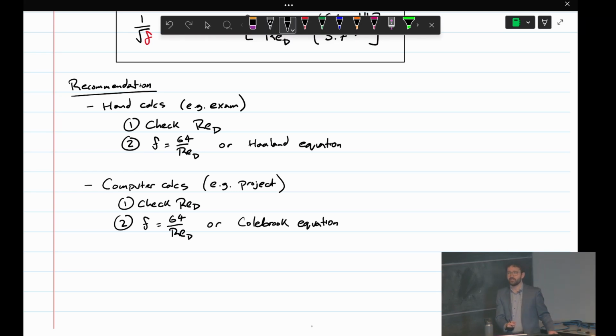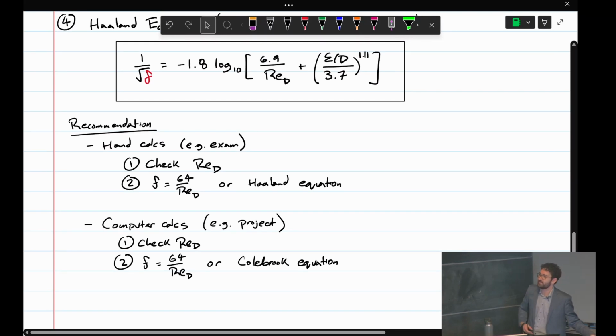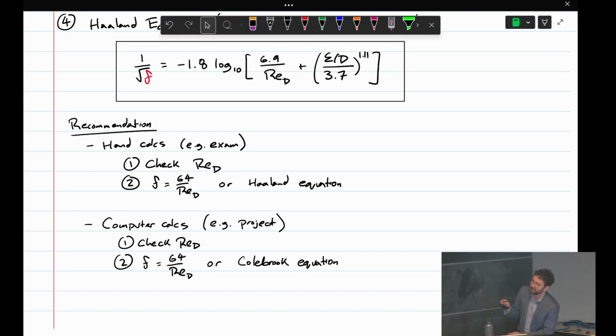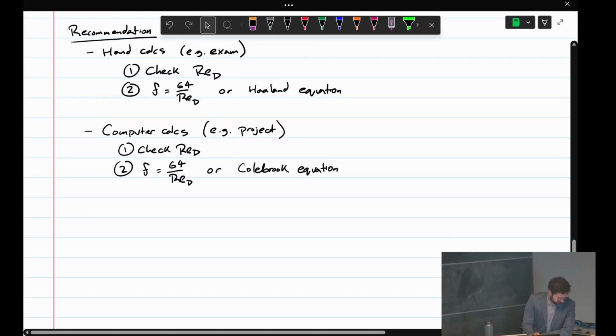So you'll notice I haven't actually recommended using the Moody chart here, and that's because I think basically in this day and age, you all have access to calculators that can do log and do things to the power of, say, 1.11, etc. I think it's almost harder to use the Moody chart than it is just to run this through your calculator. So the Moody chart I'll include on your exam, but I'll ask you to use the Haaland equation on your exam. So you could use it to check your Haaland equation calculations if you have time.